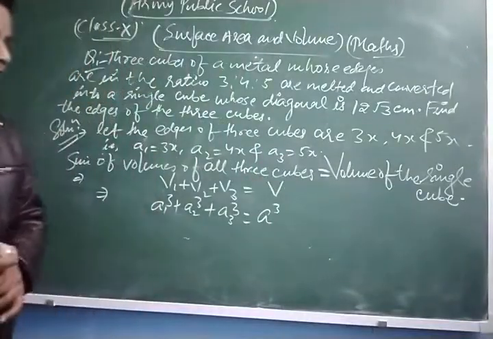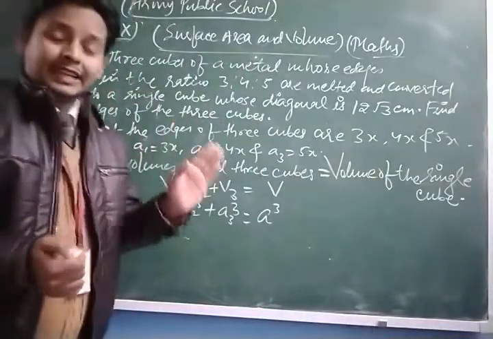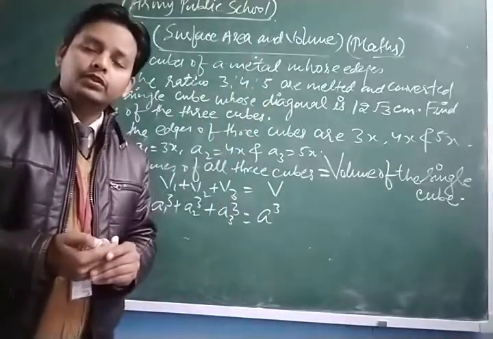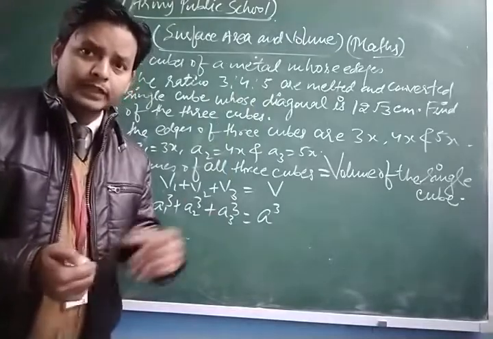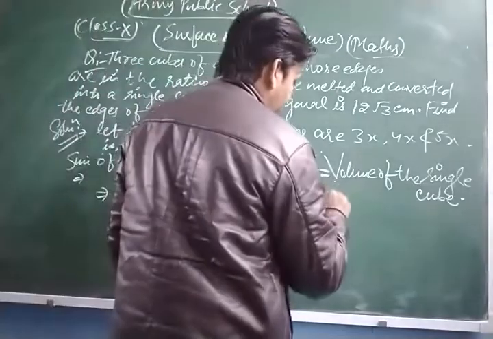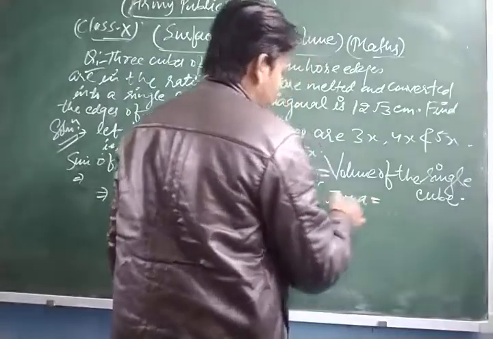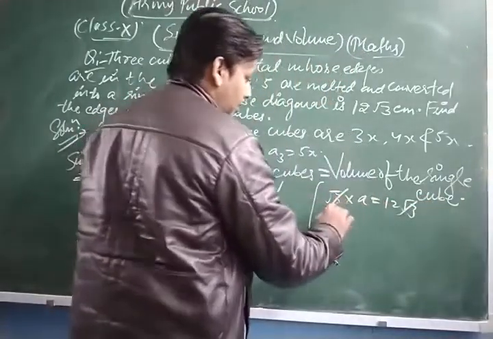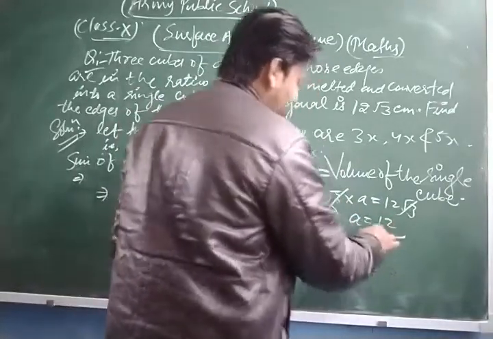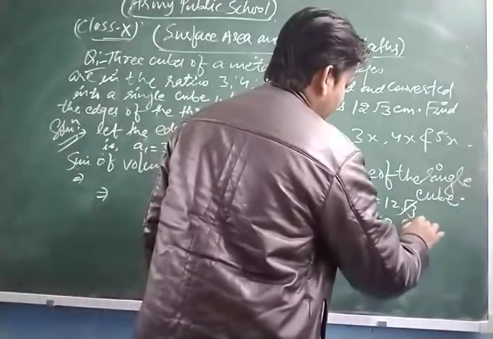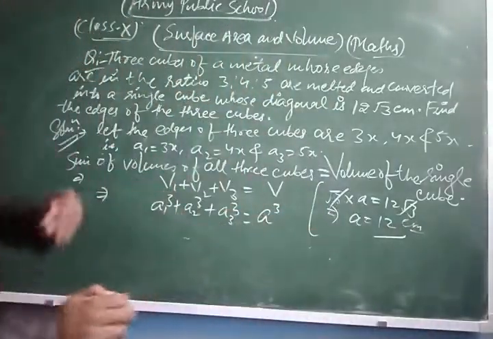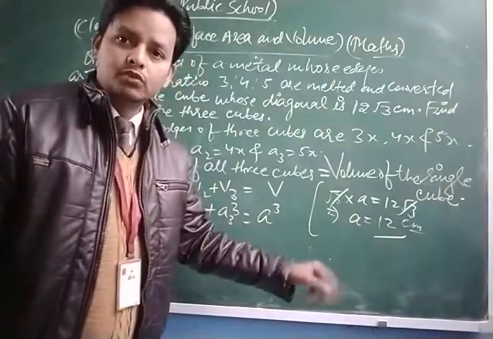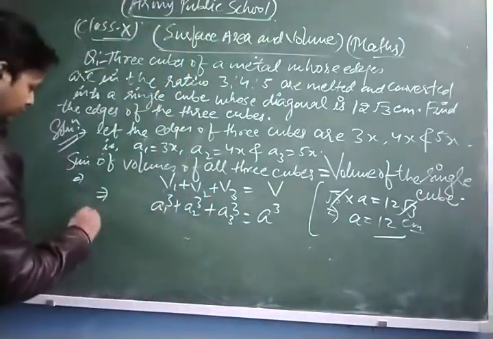But look, the side of the single cube is not given in our question, but its diagonal is given. And we know that if a be the side of the single cube, then its diagonal will be root 3 into side. Root 3 into side is equal to 12 under root 3. Root 3 cancels on both sides. Thus, each edge of the single cube is 12 centimeter.